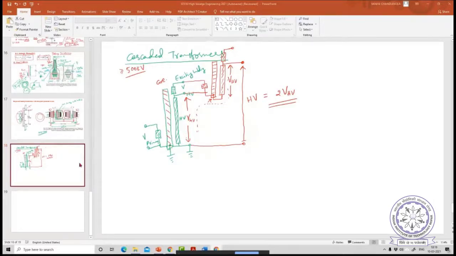Yeah, so this is what we have been discussing. This is cascaded transformers, in which two transformer sets are cascaded like this. You have seen.